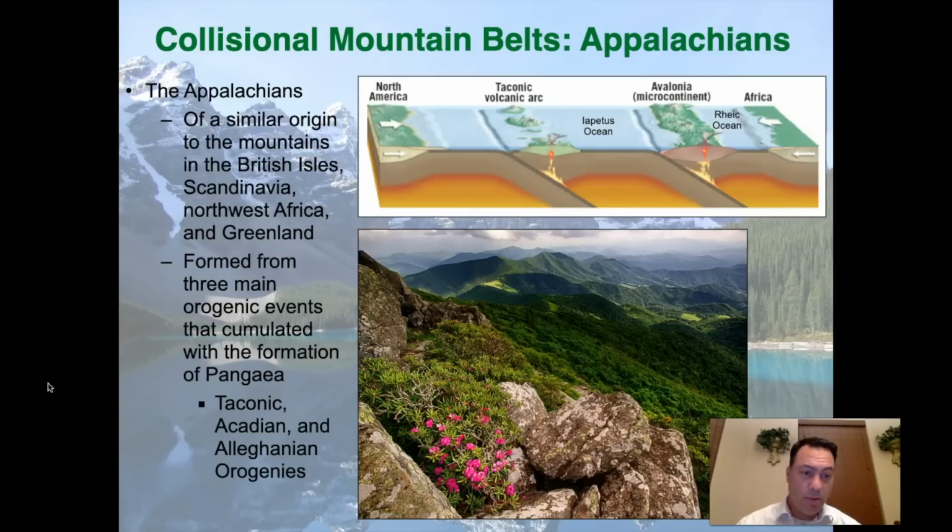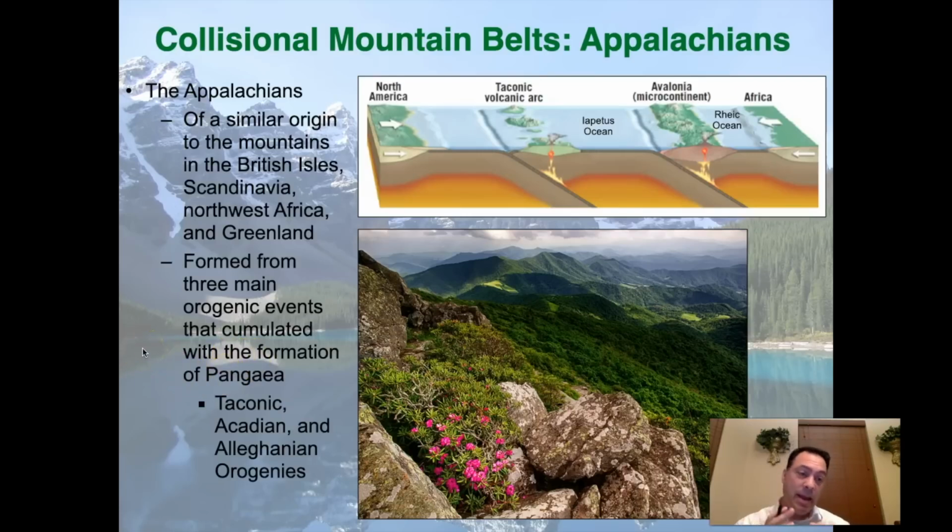All right, so now that we've finished our little discussion of the magnificent Himalayan mountains, let's move over into the Appalachians. The Appalachian Mountains are of similar origins to the British Isles, Scandinavia, Northwest Africa, and Greenland. They formed from three main orogenic events, three separate definable orogenic events. And we'll show you some of those orogenic events and how we know that. That culminated with the formation of Pangaea.